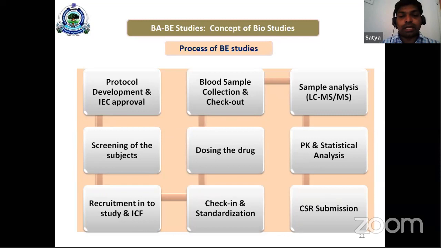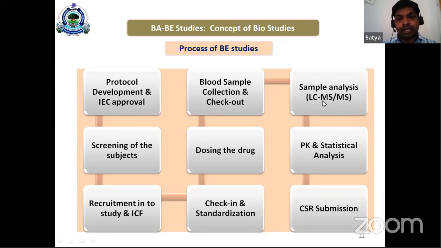So you have to administer the drug along with whatever the requirement is as per the guidance and protocol, like 240 ml of water typically. Then blood samples will be collected, and check-out of the subject will take place depending on the protocol, whether 24 hours after confinement or 48 hours or 72 hours. Then the subject will be checked out from the clinical sector. Then sample analysis will take place in the bioanalytical phase, and they will measure the parameters using LCMS.